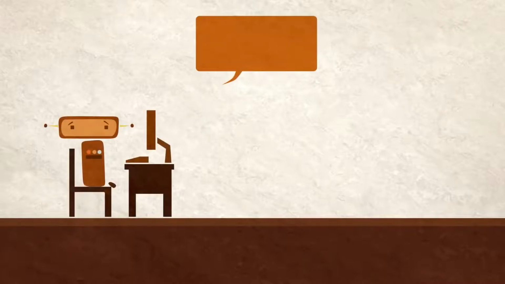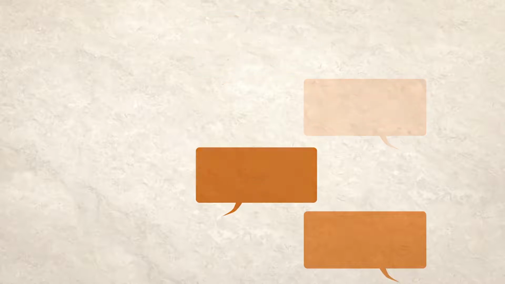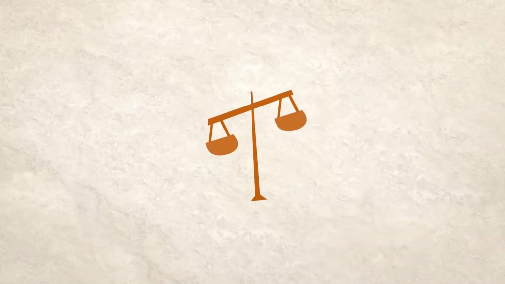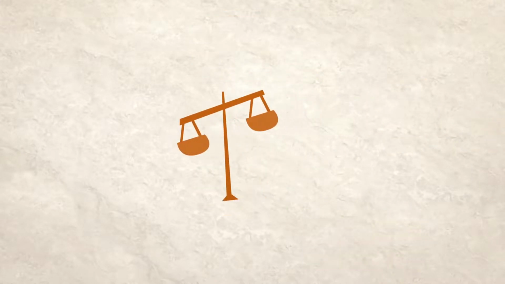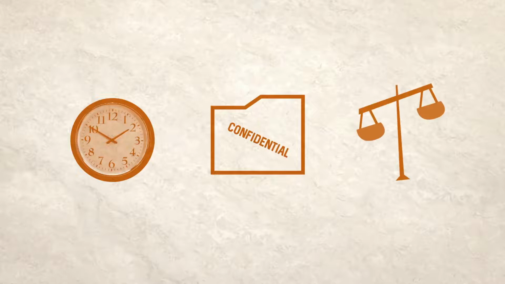There are many bodies and forums where privacy and data protection issues are discussed and defined. National and regional courts have a crucial role here. The European Court of Human Rights, for example, has imposed limits on stop and search practices by the police and on the amount of time data can be legally retained.